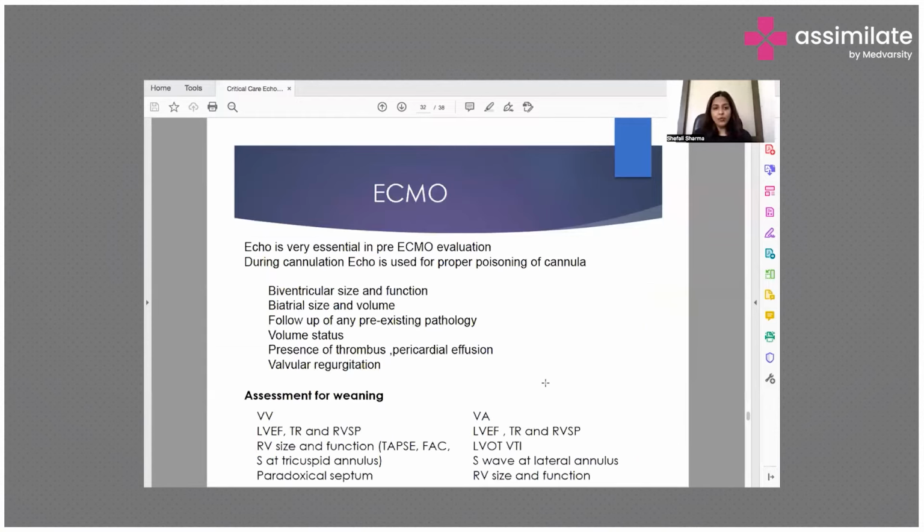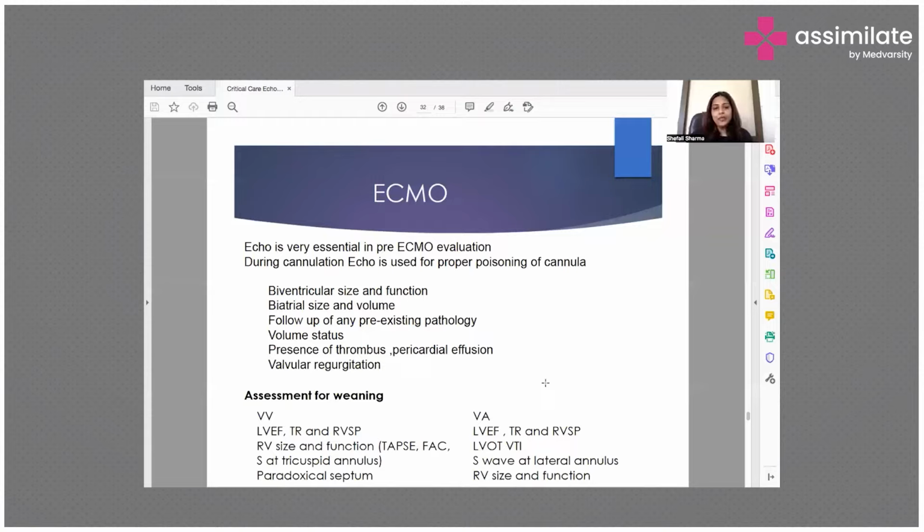Coming on to ECMO, this has been the latest trend in the ICU, for any patient whose heart and lung both are not working, so they require ECMO. So echo is very essential in pre-ECMO evaluation for the condition of the heart. During cannulation, echo is used for proper positioning of the cannula. They check the biventricular size and function, the biatrial size and volume, follow up of any pre-existing pathology, the volume status, the presence of thrombus, pericardial effusion, and valvular regurgitation.